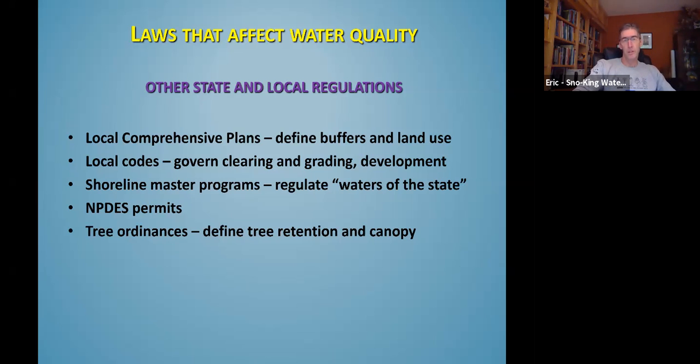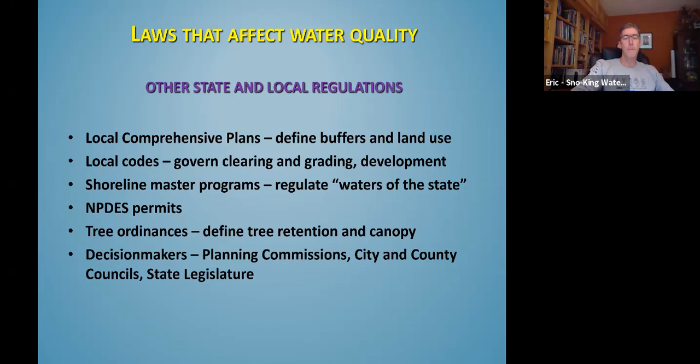Another area of regulations that can affect water quality is tree ordinances. So locally, like for instance in Lake Forest Park, perhaps a year ago, they revised their tree ordinance, and tree retention and canopy can affect water quality quite a bit. Local decision makers can affect water quality, and in particular, planning commissions usually make land use recommendations, which go to city and county councils. So those can have a big effect on water quality as well.